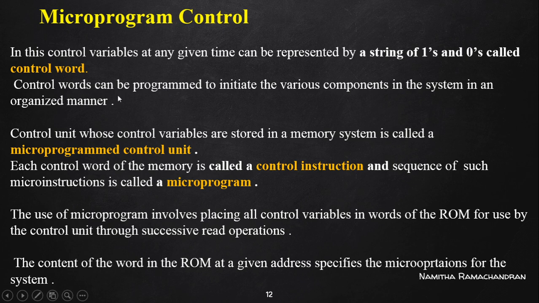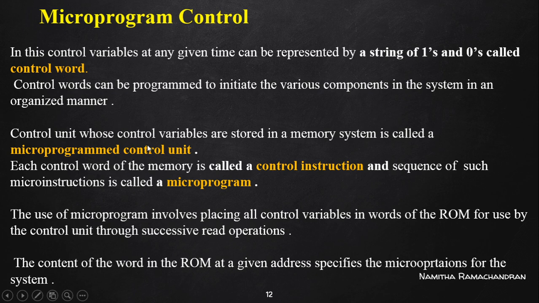Okay, the control word can be programmed to initiate the various components in the system. That means this control word is actually a string of zeros and ones that indicates a particular control state. That control state can activate different micro operations in our system in an organized manner.